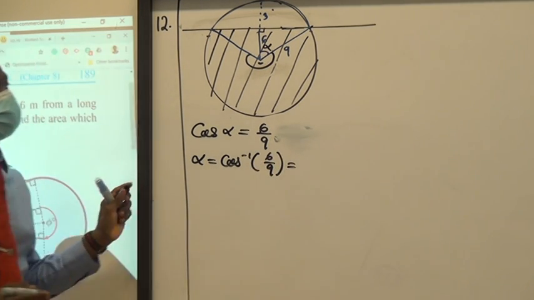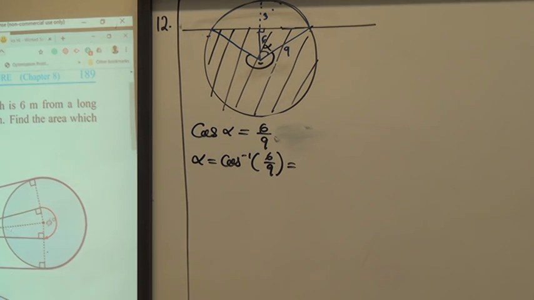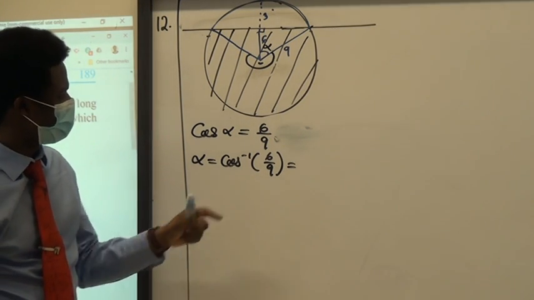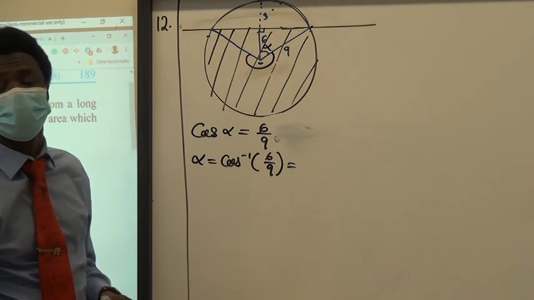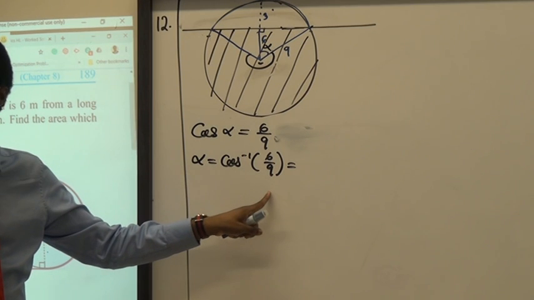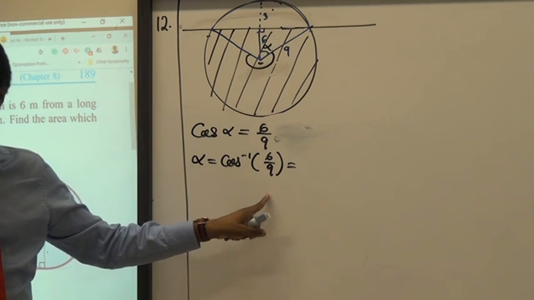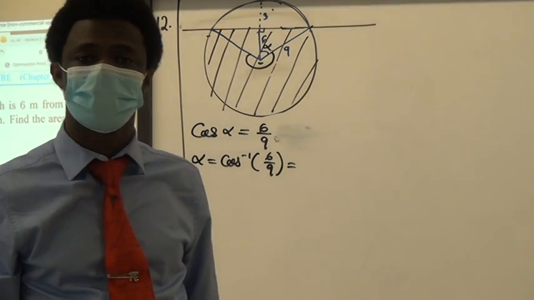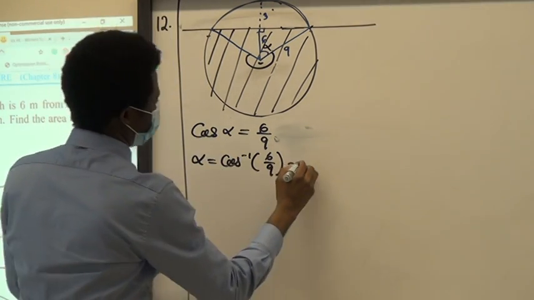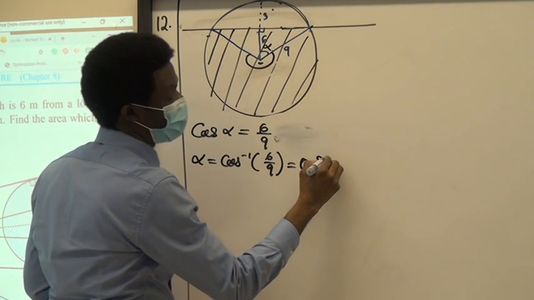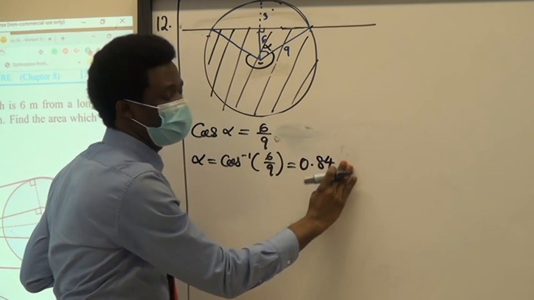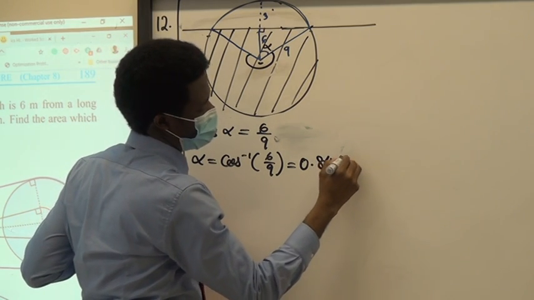Yes, please. What is that? 0.84. Maybe in radian. Is your calculator in radian? No, I'm talking about arccos, not 6 over 9. Are you in radian or degree? Okay, that's radian. Yeah. 0.84. Okay. Maybe we leave it in radian. Give me 4 digits first.